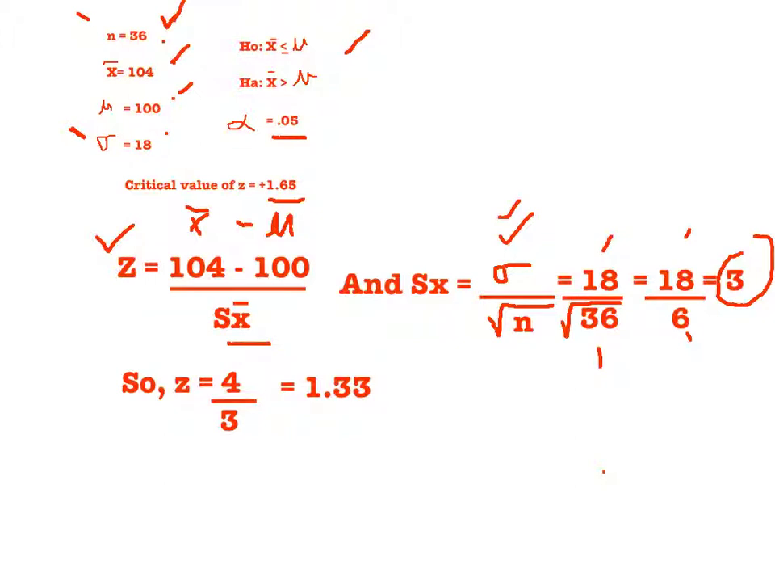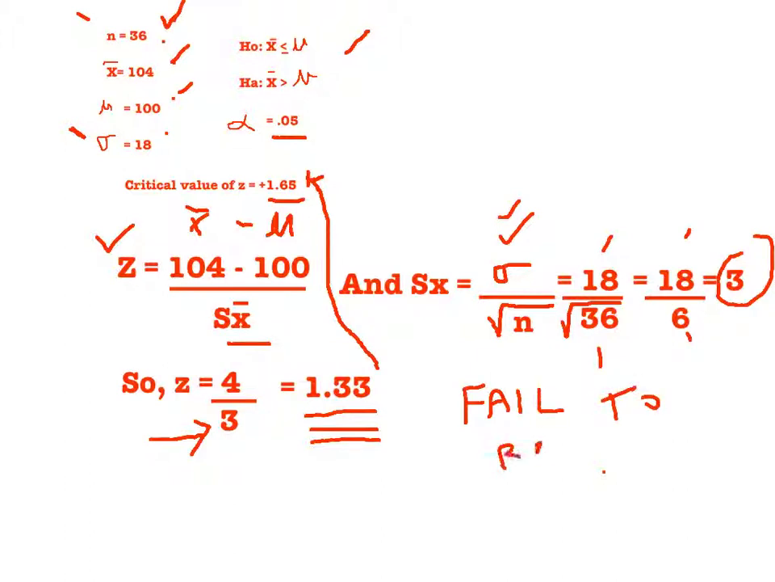Now, if we take that 3 and plug it into the denominator of our ratio, we see that our calculated value of z is 1.33. And that calculated value has to be compared to this critical value of plus 1.65. And it has to be greater than that value in order for us to reject the null hypothesis. But it isn't. So in concluding this part of the problem, we have to say that we fail to reject the null hypothesis.